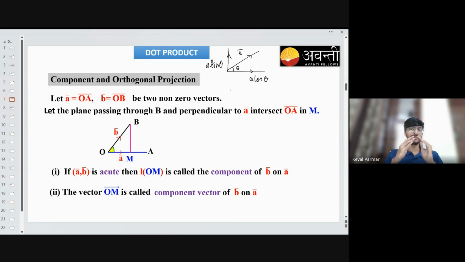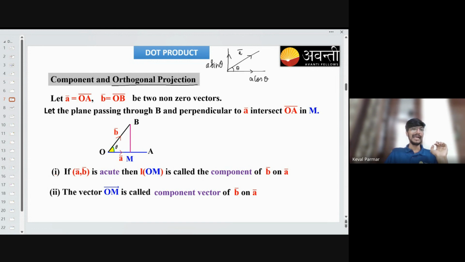So you have already studied how to use dot product in physics. Similarly, here we'll see how to use dot product again, but in terms of component as well as orthogonal projection. So this is what I'm talking about, that if P bar and A bar are two vectors such that angle between them is theta.